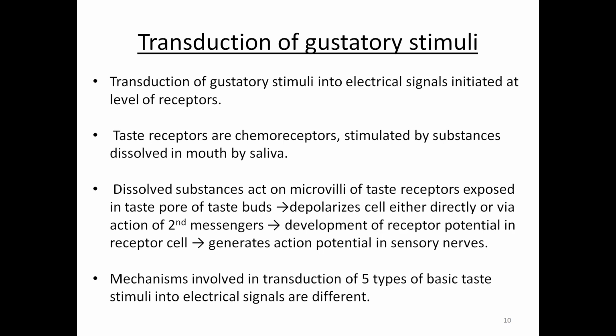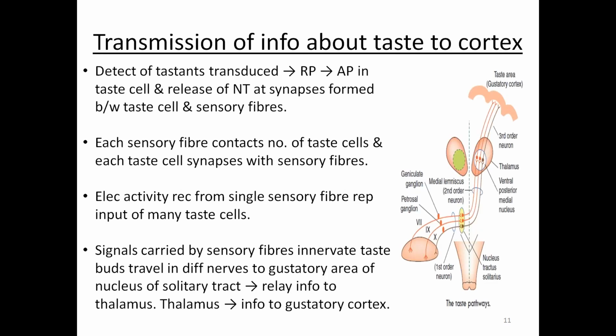So taste receptors are chemoreceptors. Just like any chemoreceptors, the same process will be needed: the depolarization, development of receptor potential, which in turn generates the action potential. And the mechanisms involved in transduction of the 5 types of basic taste stimuli into electrical signals are different. Now, how does the transmission of information about taste happen up till the cortex?